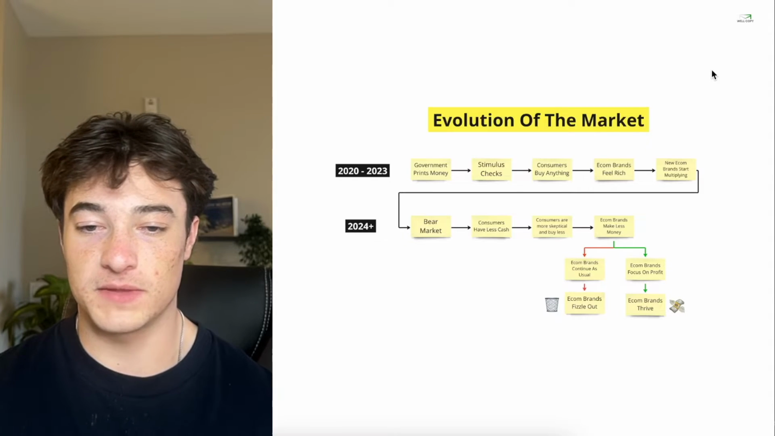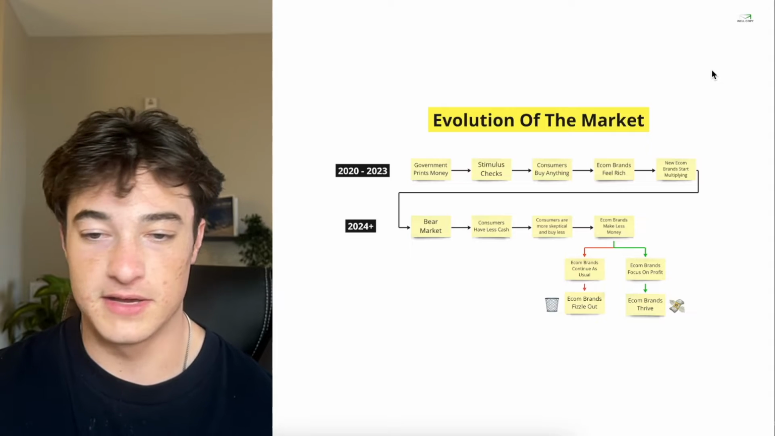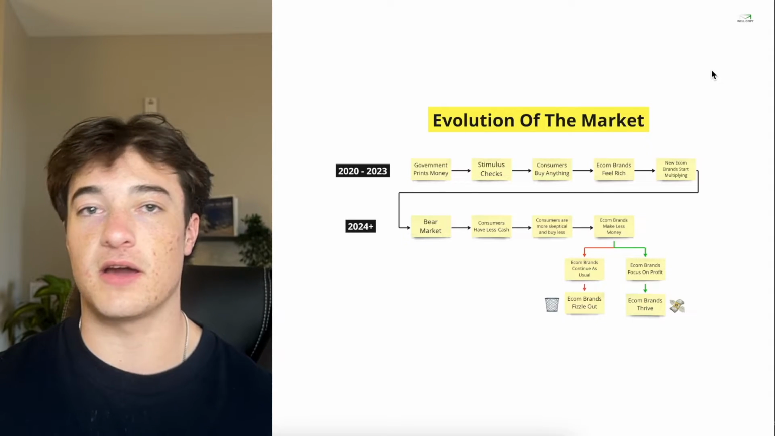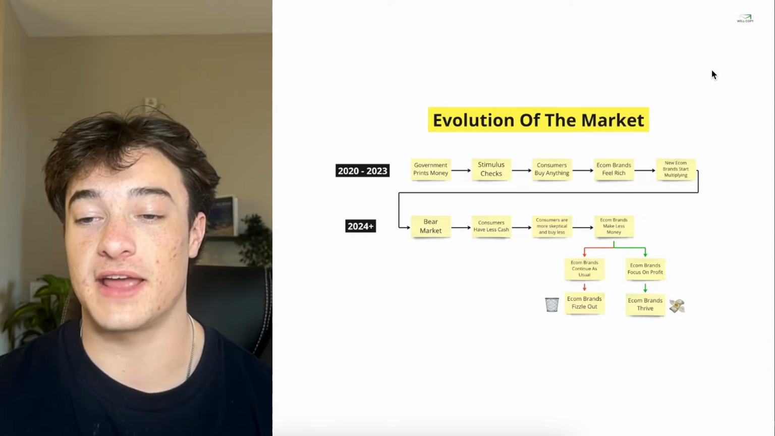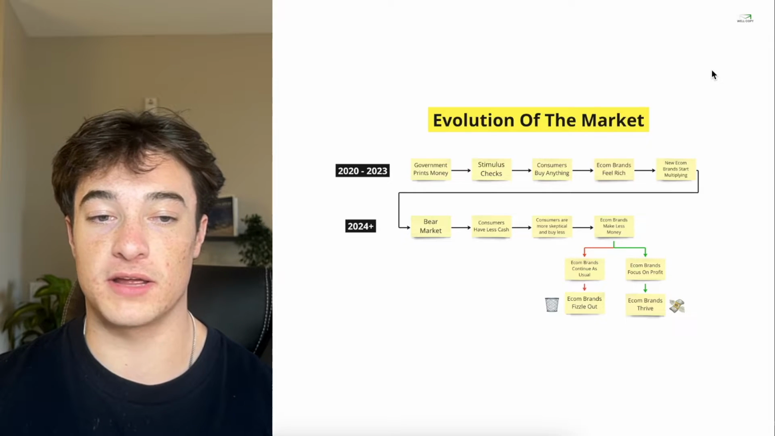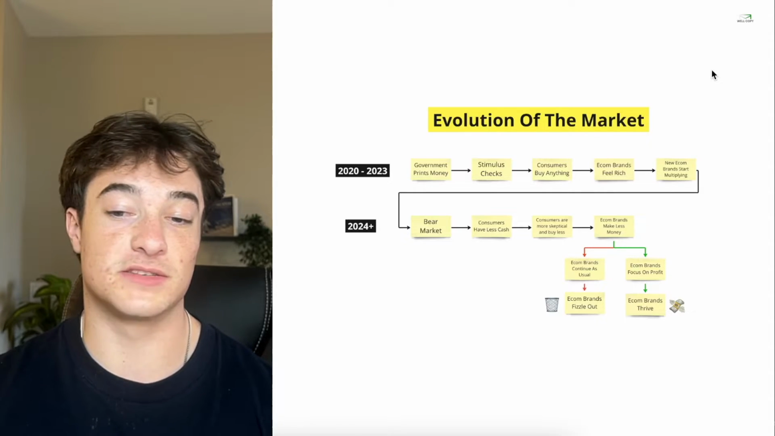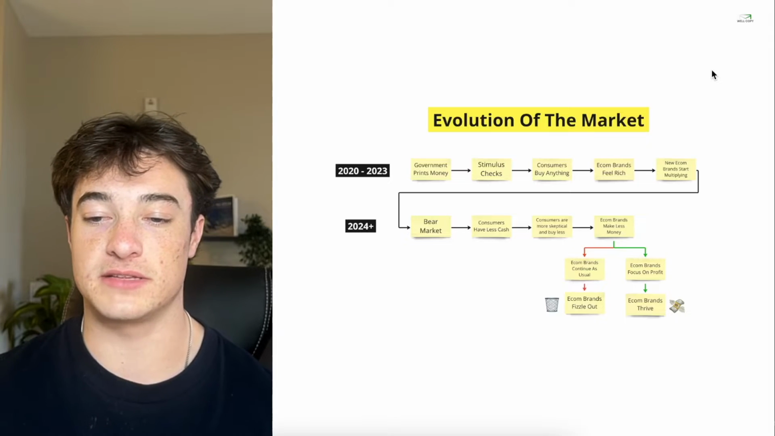Evolution of the market. So kind of touched on this earlier, but 2020, government prints a ton of money. Stimulus checks, consumers buy anything. E-com brands feel rich because there also weren't as many e-com brands as there are today. So new e-com brands start multiplying, and now we're into 2024 where it's kind of a bear market. People have less money. Consumers are a lot more skeptical now. They've been scammed online, so they're buying less, and so e-com brands just make less money.